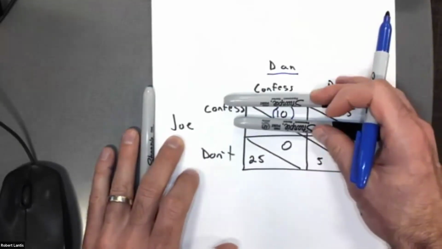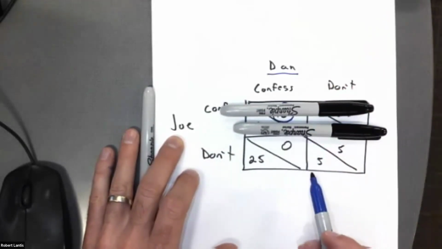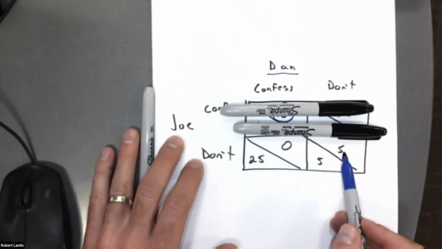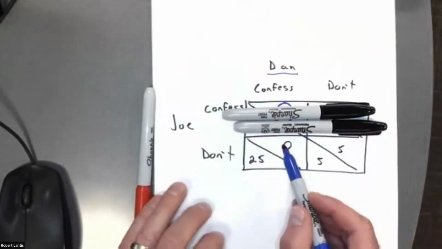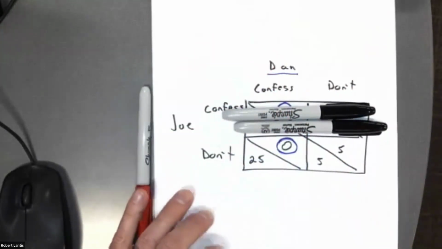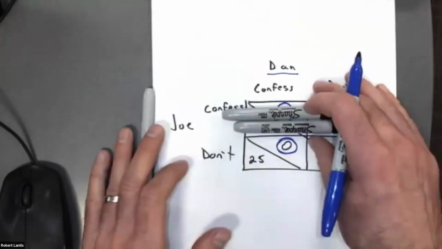If Dan knew that Joe was not confessing, what should he do? Well, if he confesses, he gets 0 years. If he doesn't confess, he gets 5. 0 years in prison is better than 5.